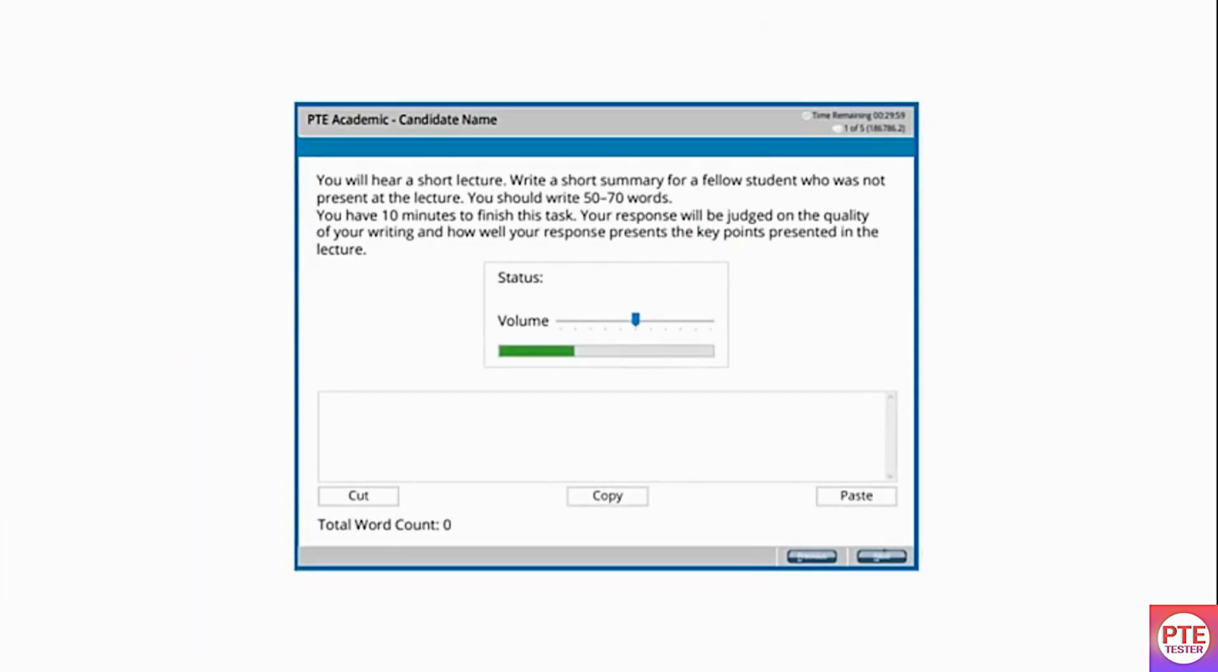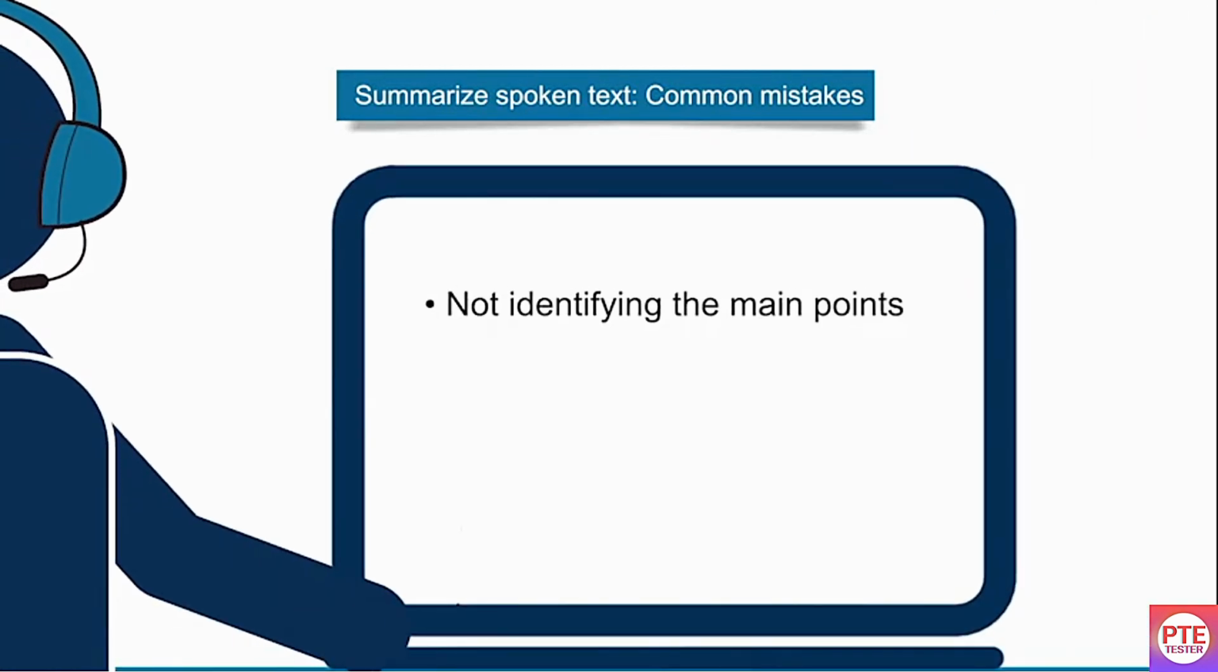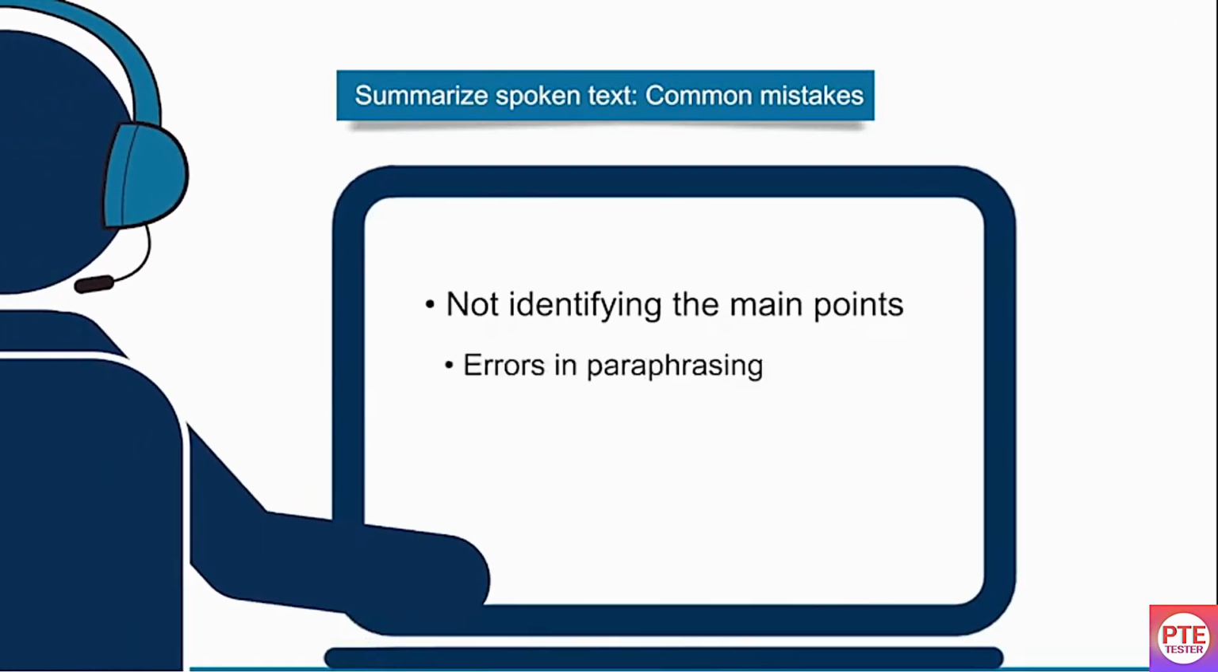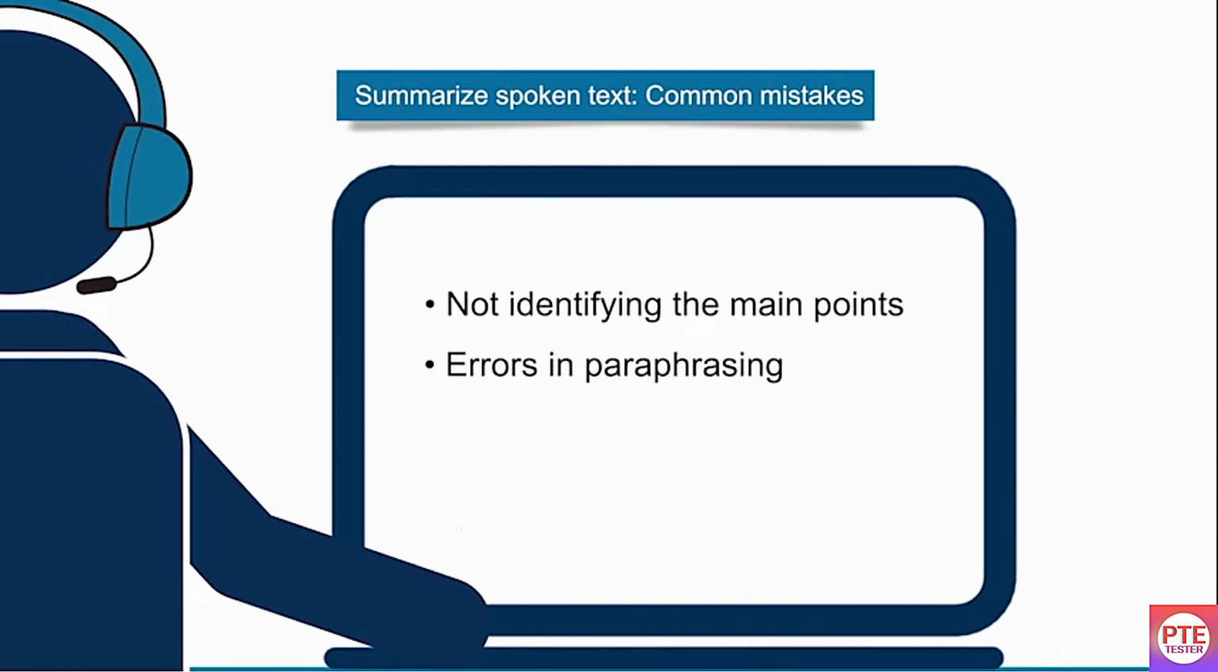In Summarize Spoken Text, you will hear a recording and see a box to write in. You will write 50 to 70 words. In Summarize Spoken Text tasks, what are some common mistakes to avoid? Not identifying the main points. Errors in paraphrasing. Let's look at these in more detail.